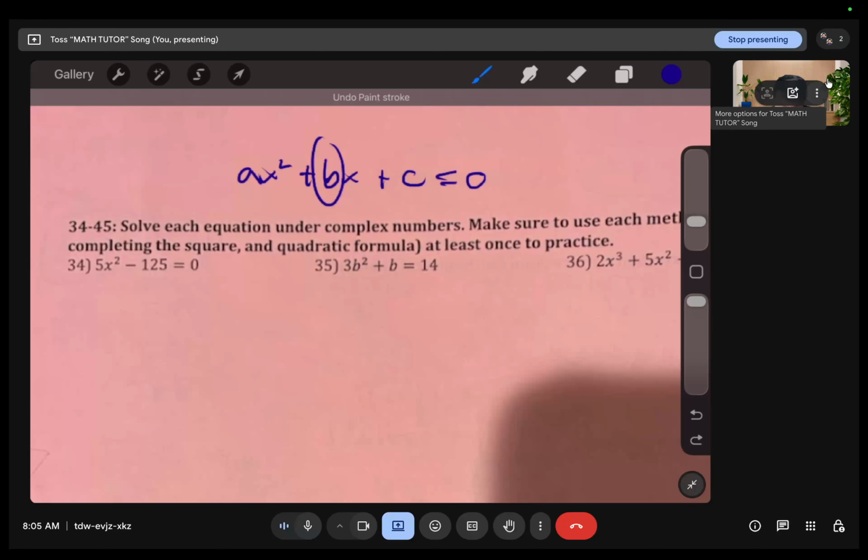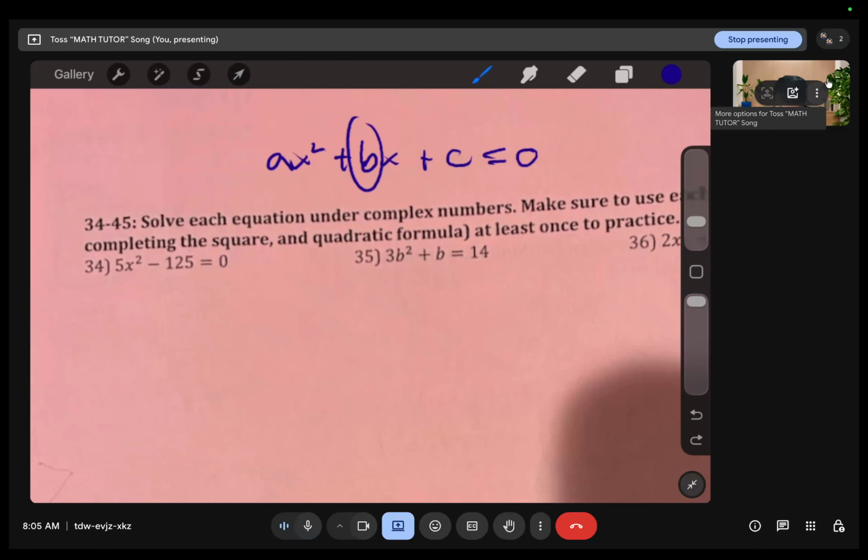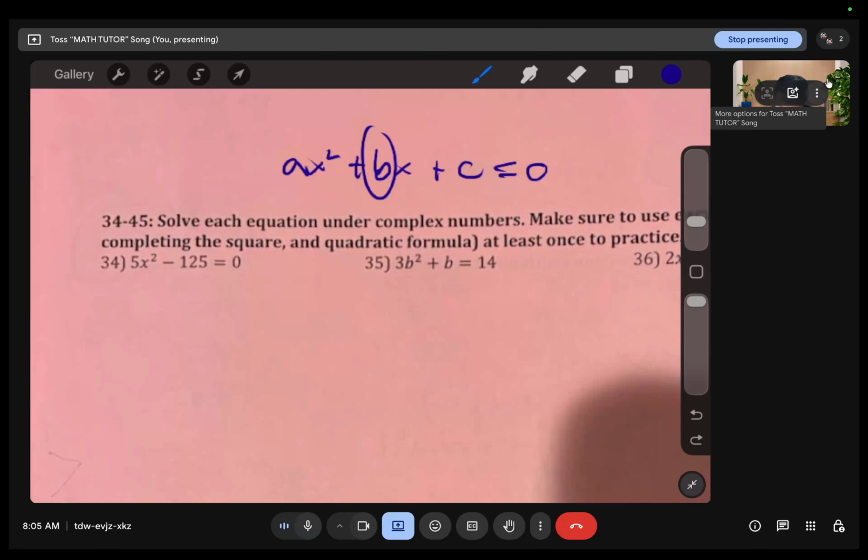This one you should solve this way. Add both sides by 125. I hope it's okay if I don't write that. I want to make it clean.